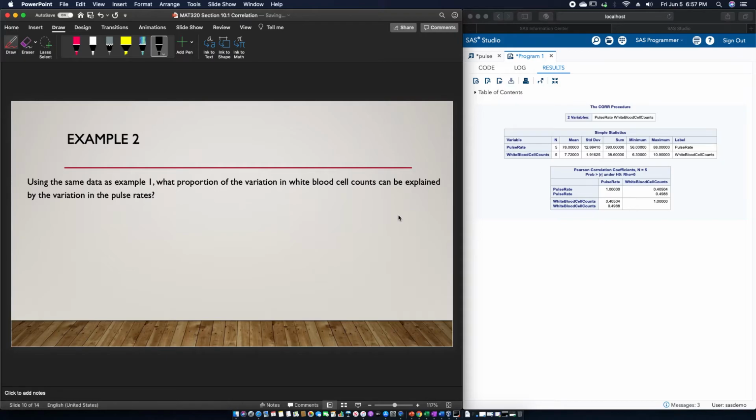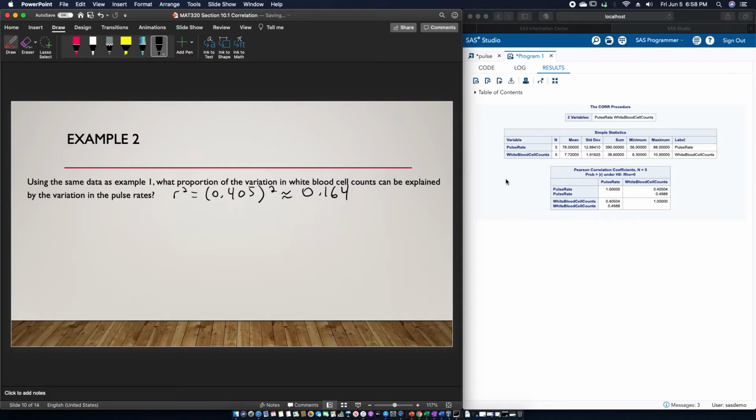And here we want to actually calculate that coefficient of determination. So using that same data, what proportion of the variation in white blood cell counts can be explained by the variation in the pulse rates? That number is not on here. We'd have to actually do this one out. But we can easily calculate by just squaring the value. So r squared is going to take 0.405, and we are going to square it. And if we do that out, we get a value of about 0.164. Of course, it's rounded since we are using rounded values.